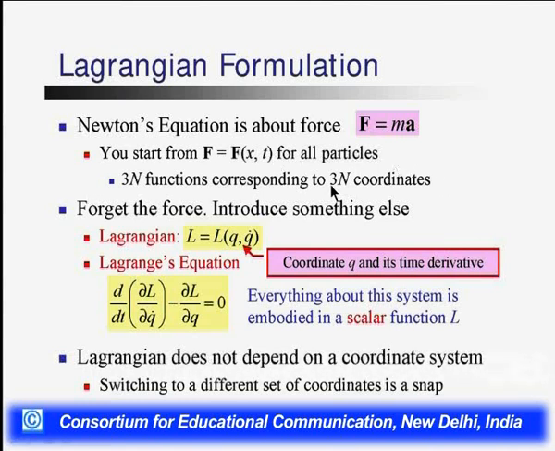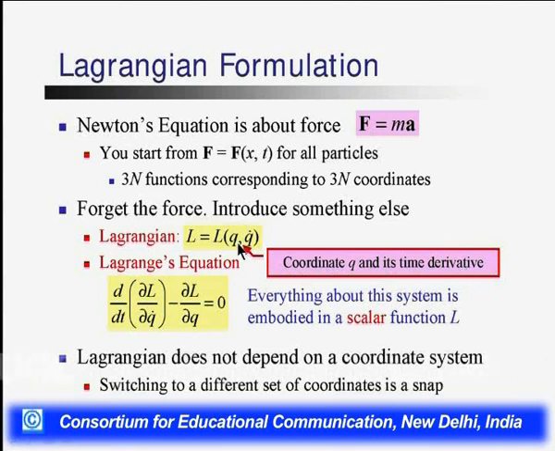Now, 3n functions corresponding to the 3n coordinates: we have n particles, each defined by 3 coordinates, so it will become 3n coordinates. Forget the force now, and introduce something else apart from the force in Newton's equation. We will define the Lagrangian. How do we define the Lagrangian? L is equal to L of q, q dot. Dot means the time derivative of the coordinate q.